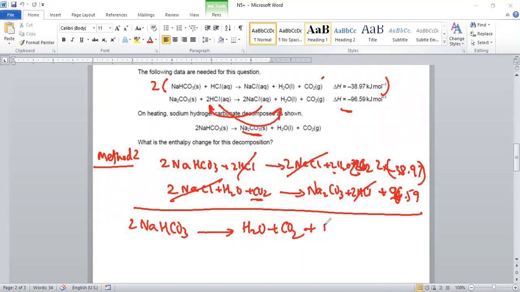One more thing is sodium carbonate. It means our method is correct. We got the required equation. So you add these two and you will get the same answer, that was C. Okay.